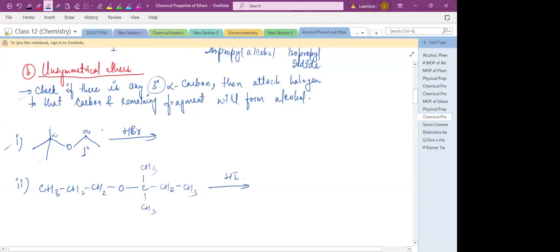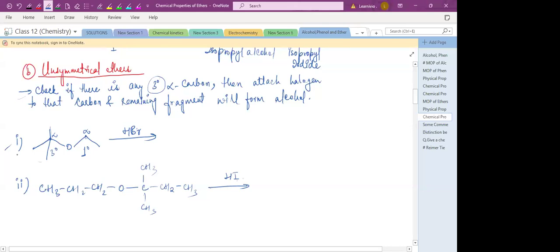How do you decide primary, secondary, tertiary? This is a carbon, and this carbon is further attached to only one group, which is CH3. So this is the primary. But here, how many attachments does this alpha carbon have? 1, 2, 3. Three methyl groups are present, which means this is the tertiary alpha carbon.